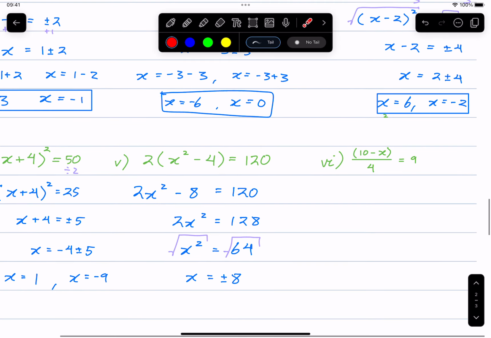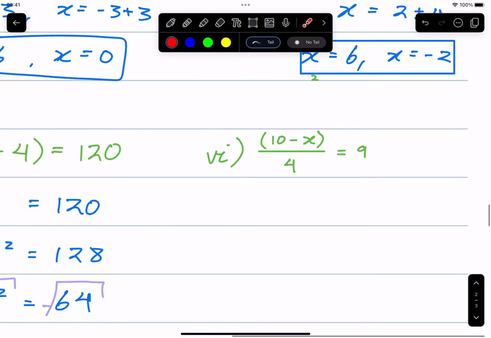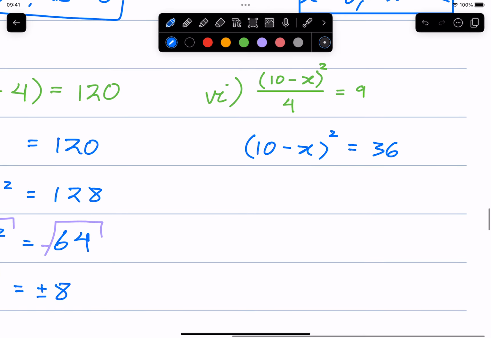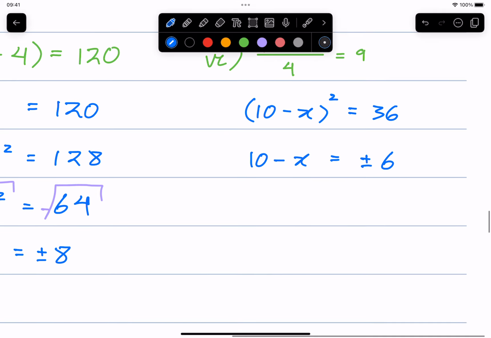Okay, let's keep going here. Whoops, this one's supposed to have a square here. All right, let's keep moving here. For this, we'll multiply both sides by 4. Take the square root of both sides. Plus minus, this is going to be 6.